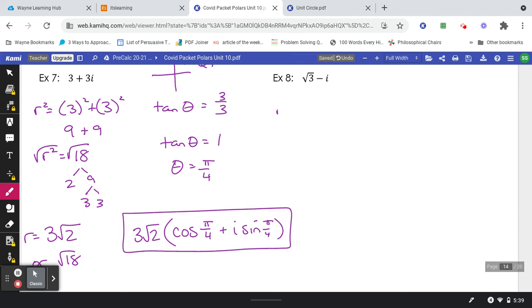Example 8. Square that. Right here, I'm going to go ahead and throw a 1 in because I don't want to use I. So I'll use just a negative 1. All right. 4 is a perfect square, so I end up with 2.